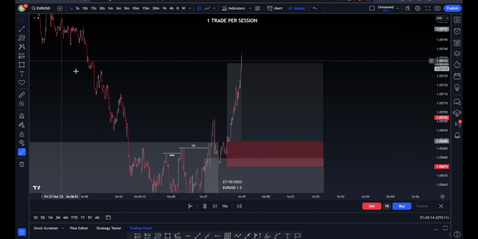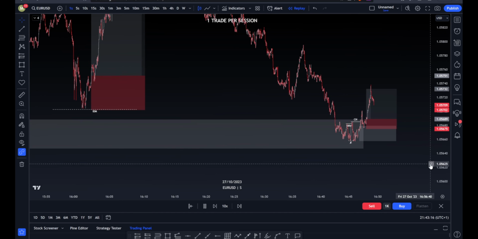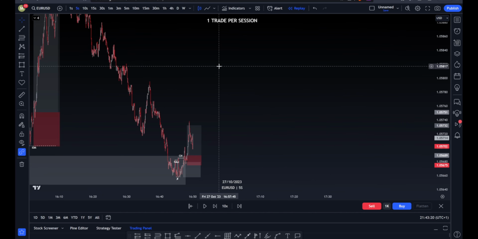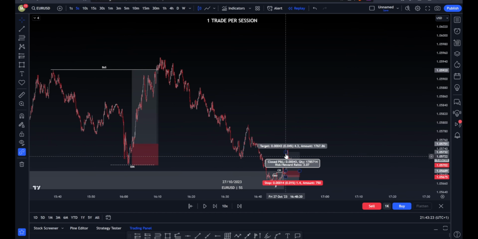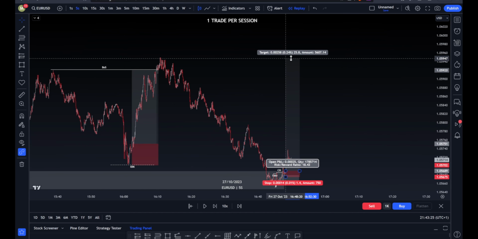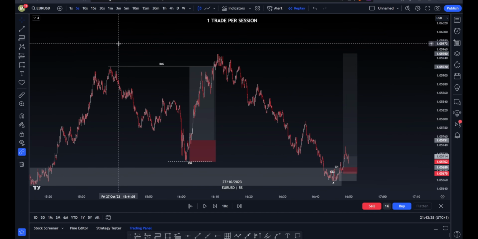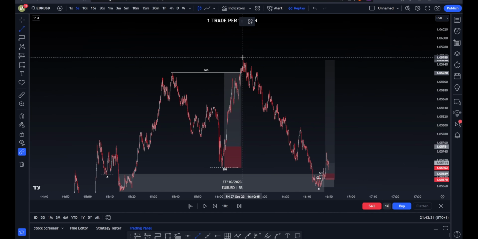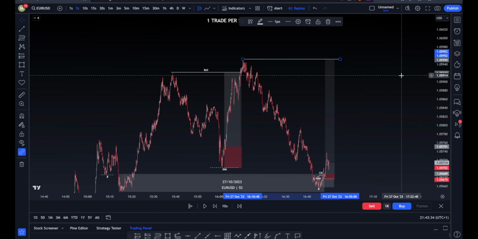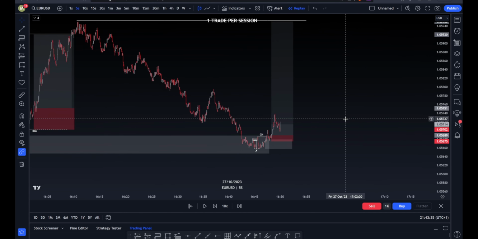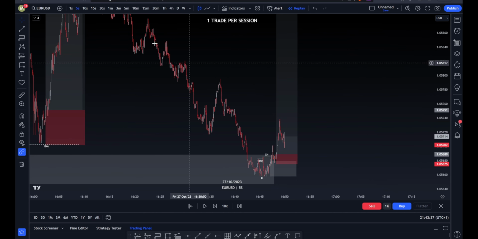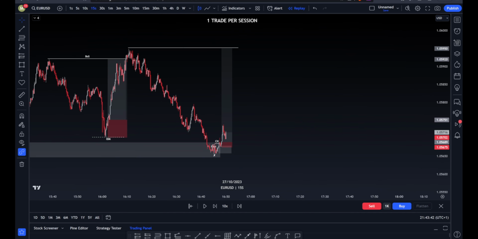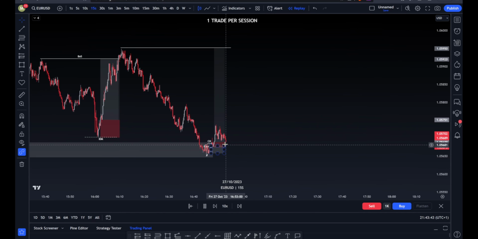And like magic, playing out beautifully. And then we aim for the high, of course, because on the high time frame it made a break of structure, it's uptrending. You want to target for another break of structure to the upside. So this is how it played out.